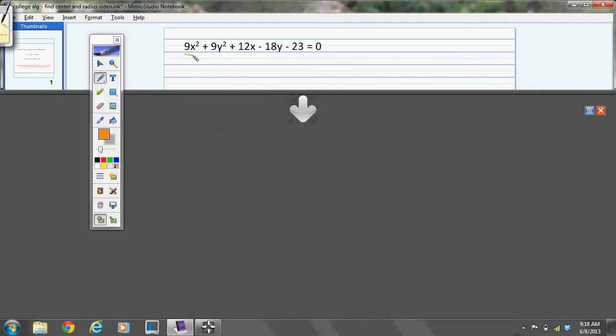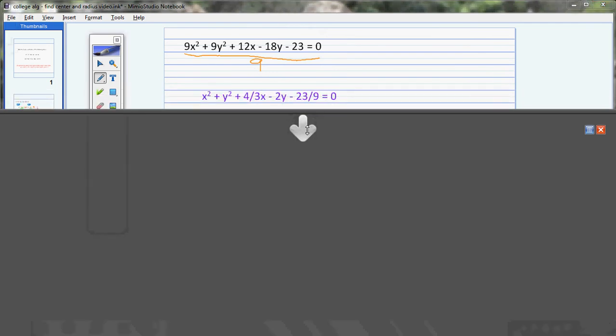So we're going to have to take this whole equation here, not a very straight line, but it'll do, and we're going to have to divide it by 9, okay? Now when we divide it by 9, what we end up with is this. When you have 9x squared divided by 9, it's x squared. 9y squared divided by 9 is y squared.